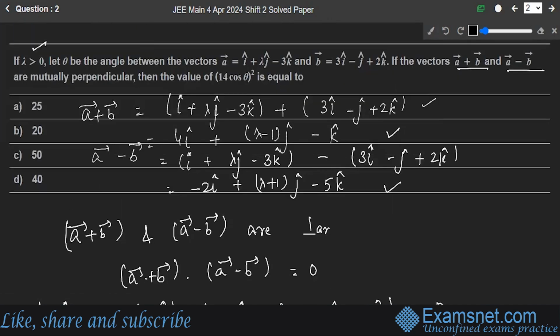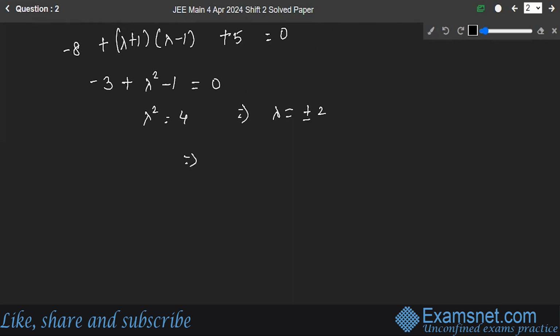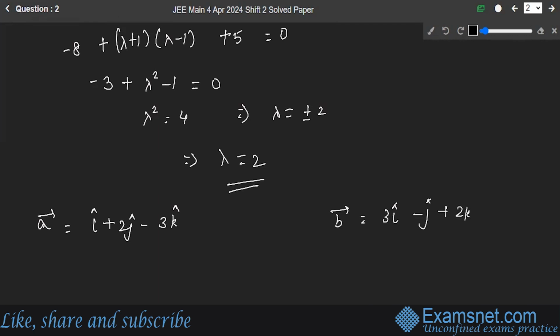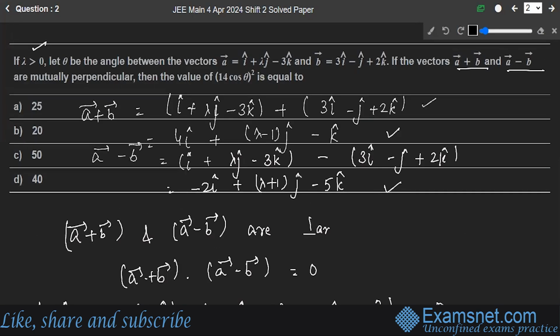In the question, you are given that lambda is greater than 0. It's a positive term. So you will have the value of lambda as 2 only. Now let's write down what your A vector and B vector became. Your A vector will be i plus 2j minus 3k and B will be 3i minus j plus 2k. Theta is the angle between A and B. So theta is the angle between these two vectors.